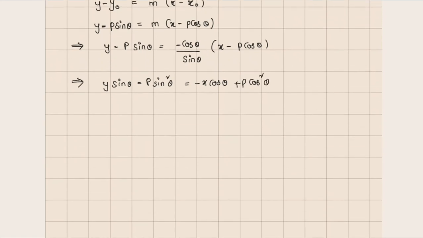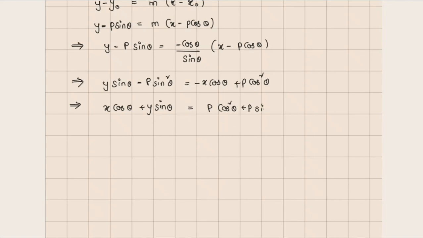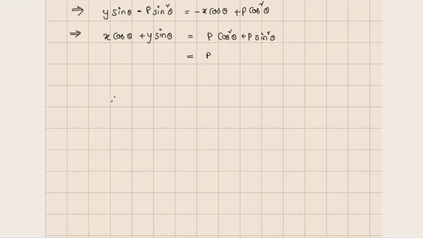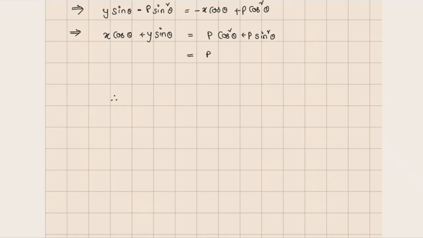Take sin square and cos square to the right hand side, and x cos theta to the left hand side, which gives x cos theta plus y sin theta equals P cos square theta plus P sin square theta. We know that sin square theta plus cos square theta equals 1, which gives P. So when the length of the perpendicular, which is P, and the inclination of that perpendicular, which is theta, is given, the equation of the line looks as x cos theta plus y sin theta equals P.